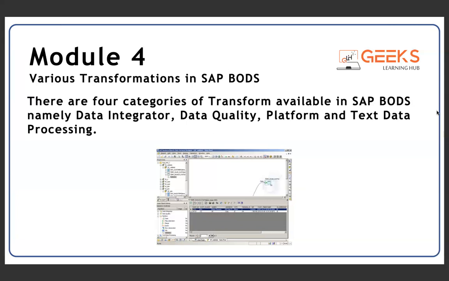Okay. So the four types of transformation that we would mainly be having are the data integrator transform, the data quality transformation, the platform transformation, and text data processing. We would be mostly focusing on the data integrator and the platform transformation because text data processing and data quality are rarely used in most data migration projects.